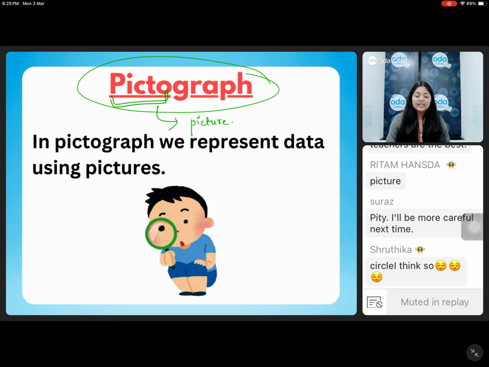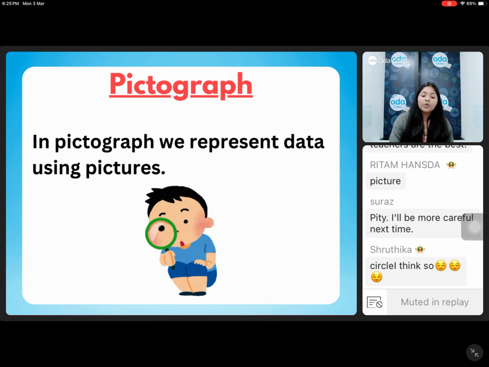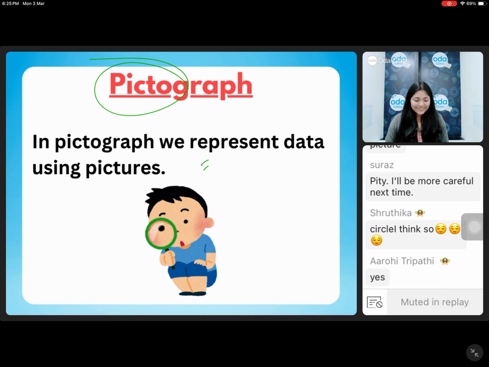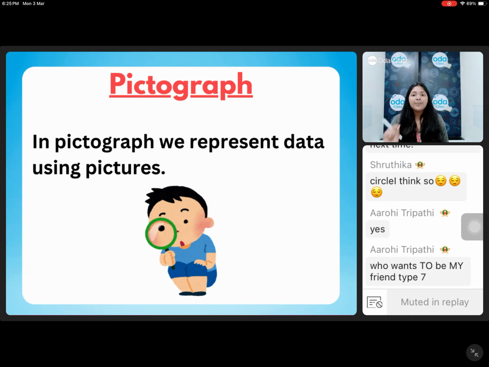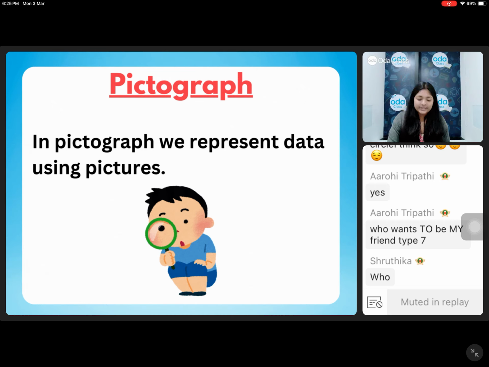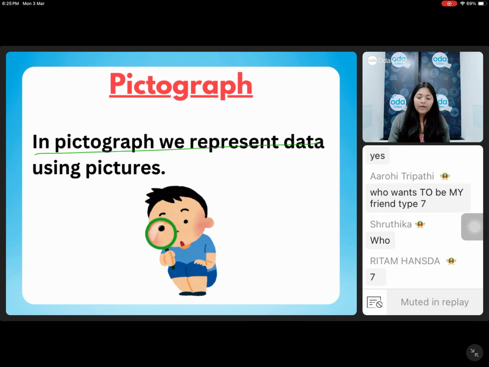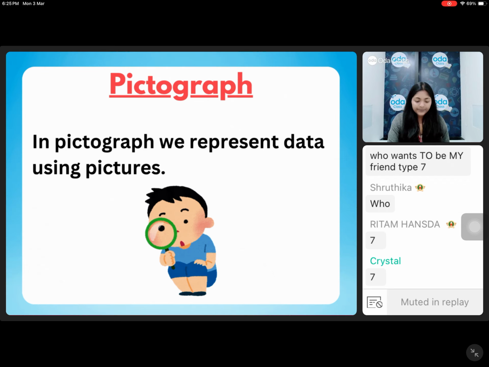So earlier in tally marks, we were representing numbers with the help of tally marks. Now we are going to represent data with the help of pictures. That is going to be interesting, right? Okay, so what is pictograph? It is a representation of data using pictures. Understood? Written, all of you? Pictograph is the representation of data using pictures.